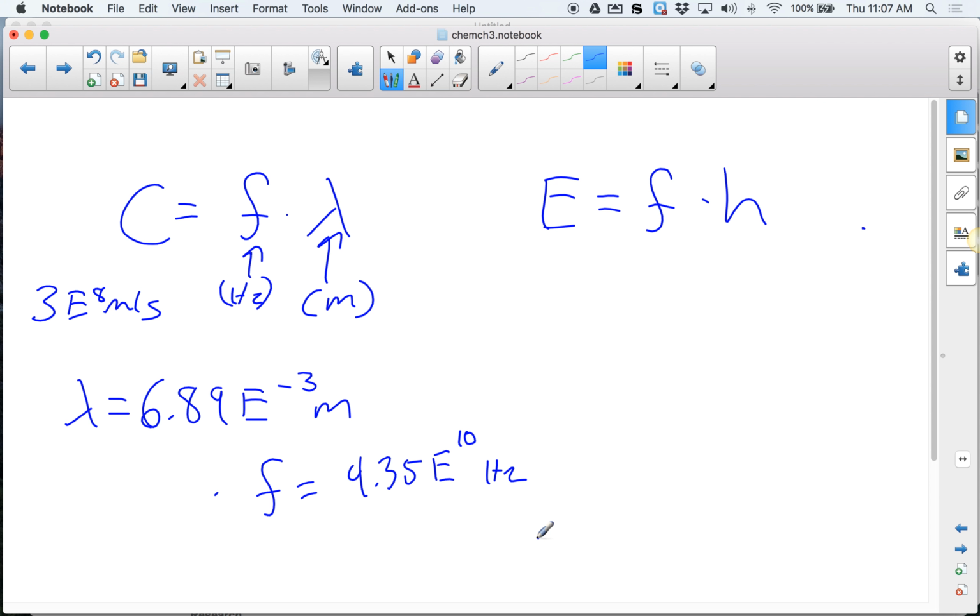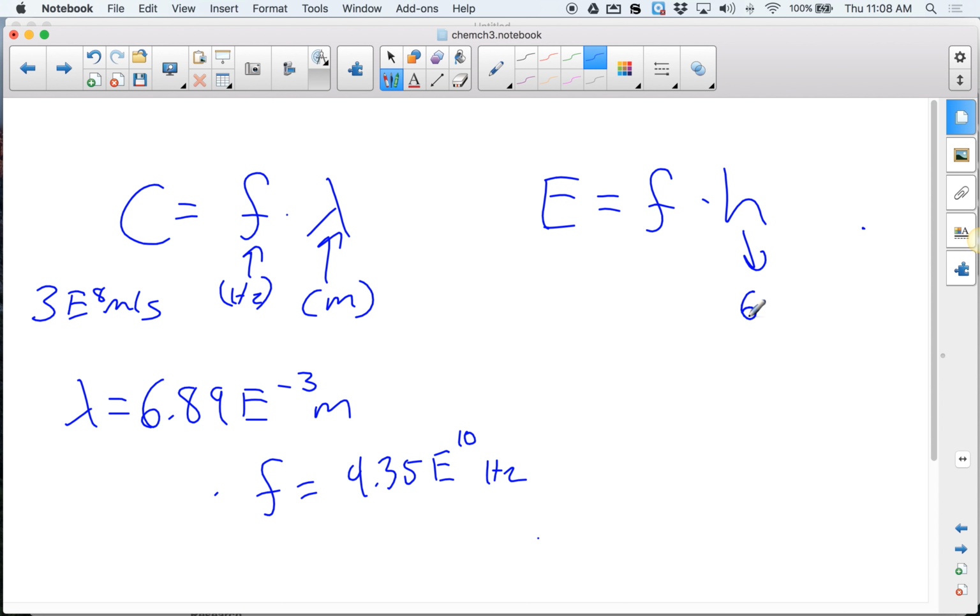Well, that would just be finding whether it's UV or whatever. Okay. So in this case right here, we take the frequency and we multiply it by Planck's constant to find the energy. And again, Planck's constant is just a number.